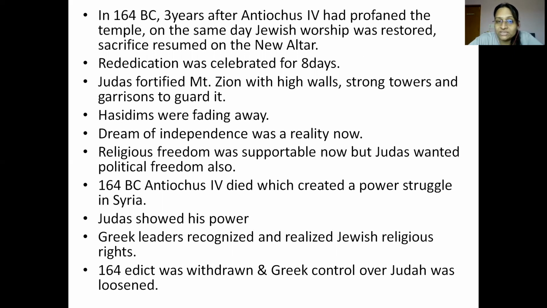Judas had established the altar. Judas has established the temple once again, and once again the sacrifices are going on, and all the rituals have been restored. So now these Hasidim were satisfied with this religious independence that they had received, because they were interested in religious freedom, not in political freedom.